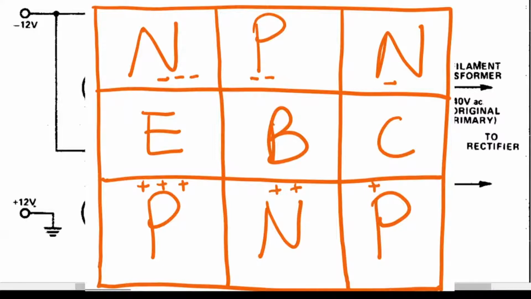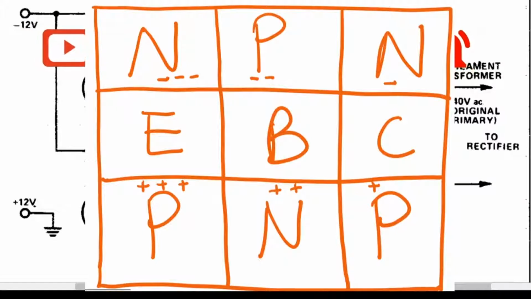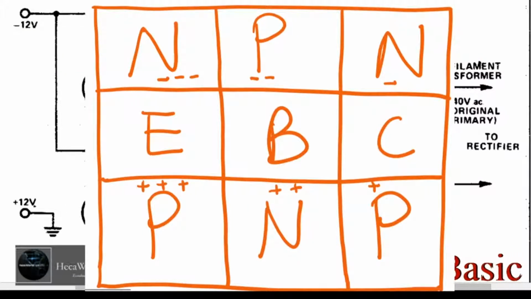The base is less negative than the emitter and less positive than the collector. And the collector is the most positive, or the least negative, if you will. Now let's look at the PNP transistor here. The emitter should be the most positive, the base less positive than the emitter and more negative than the collector, and the collector is the least positive or the most negative, if you will.